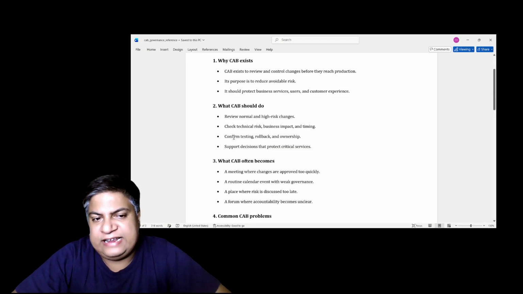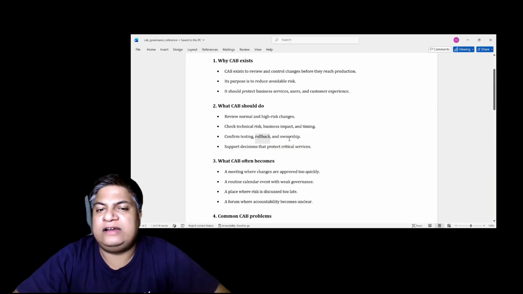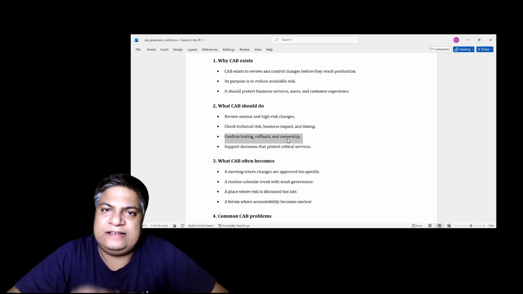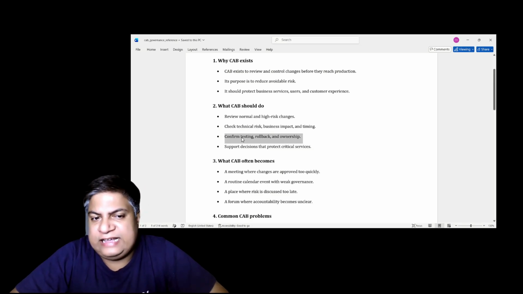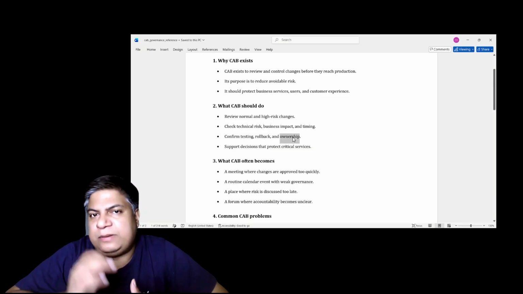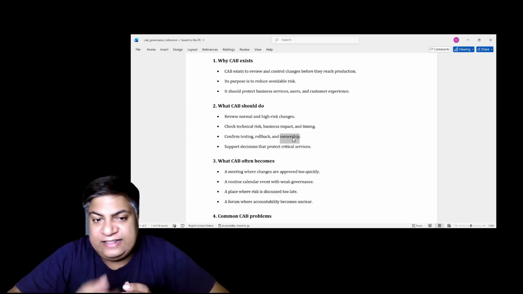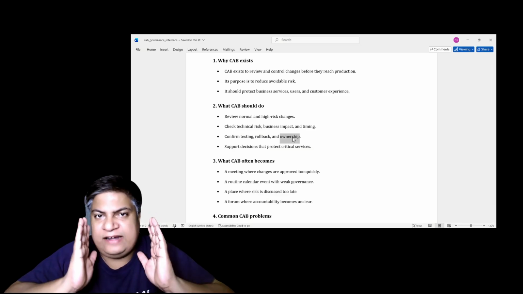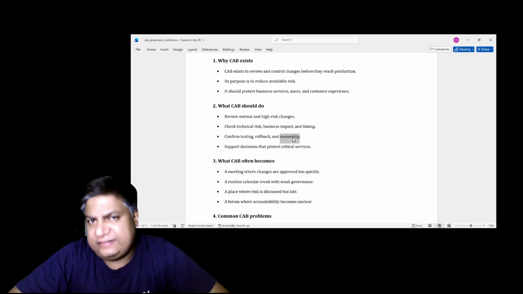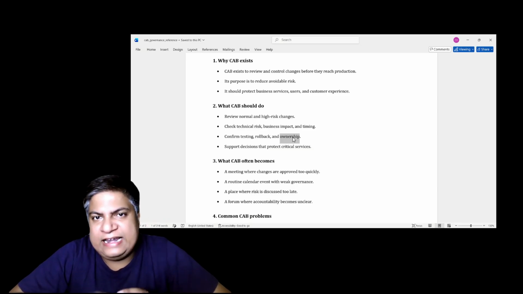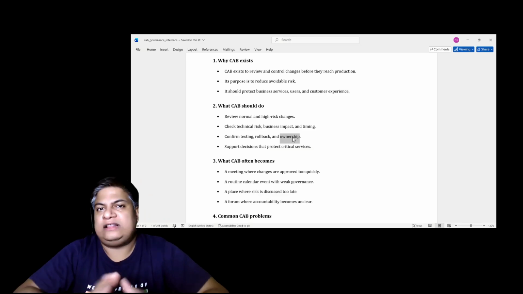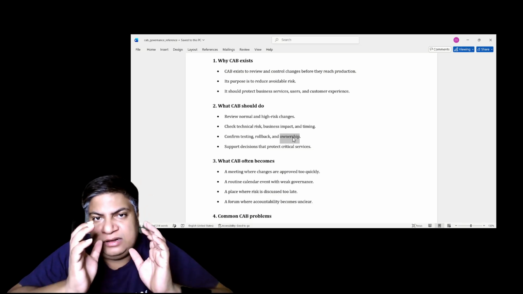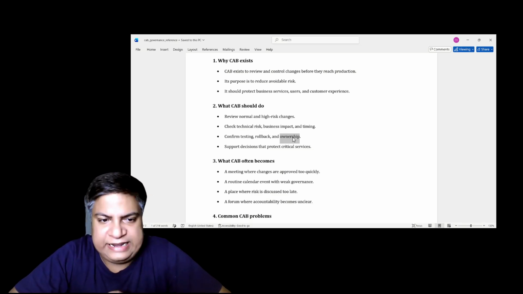Then we have to confirm the testing, the rollback plan, and the ownership. If you remember, in the change form you have to fill all these things: what is the testing result, what is the rollback plan, and who is the owner of that particular change. Because at any point in time, we need these people and these plans. We have to be 100% ready before implementing the change, so that in case of any issue, we can directly act instead of thinking about what to do. All these plans are discussed in that change advisory board meeting.